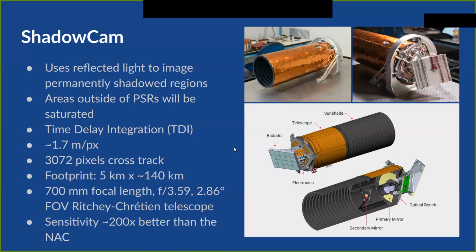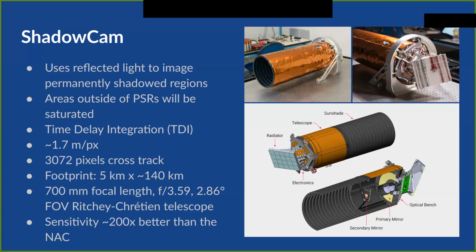So a little more details about ShadowCam. You see in this picture, it looks very similar to the narrow angle camera, and that's because it's based on it. It's actually the same telescope design, except it has a lot more baffles inside of the metering structure here, and that's to keep stray light out. So because the goal of ShadowCam is to image in these areas that never get direct sunlight, it has to be a very, very sensitive instrument. And so any amount of stray light that gets into the aperture of the telescope can really wash out the entire scene.